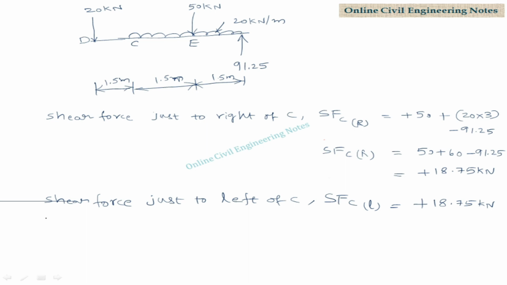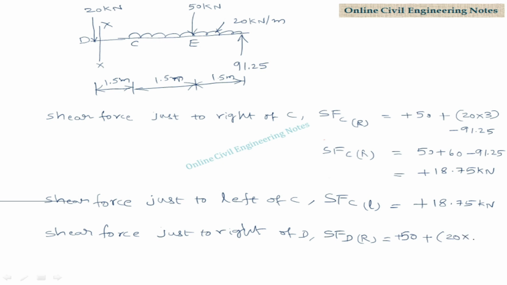The shear force just to right of D. SFD, right side, consider a section here just to right of D. Right side of this section, the forces available are 50 vertically downward force plus, UDL is 20 and distance is 3 meters, minus 91.25. Therefore shear force at D right side is equal to plus 18.75 kilonewton.